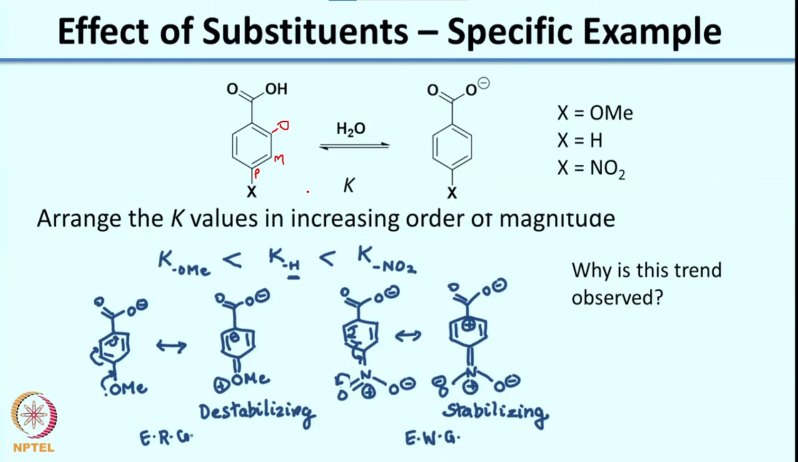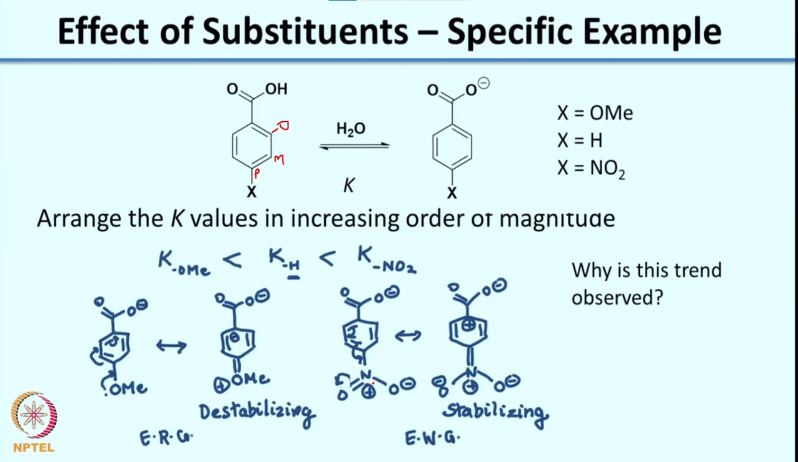At the para position we have different substituents like OMe, H and NO2. So we have to arrange the K value in increasing order of magnitude, meaning the change in equilibration. We will talk about it in detail. When OMe is present, what happens? This lone pair of OMe will push here and the double bond will get shifted to this position, and this double bond will again shift here and a negative charge will generate over here. As you can see, this negative charge is not stabilizing the structure, and it's destabilizing this structure by creating two negative charges.